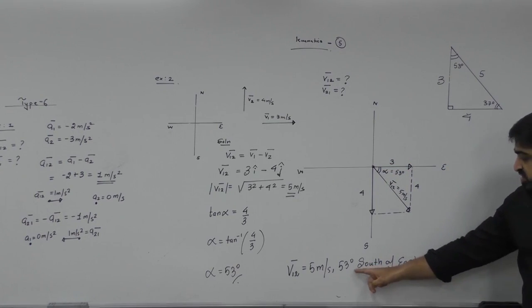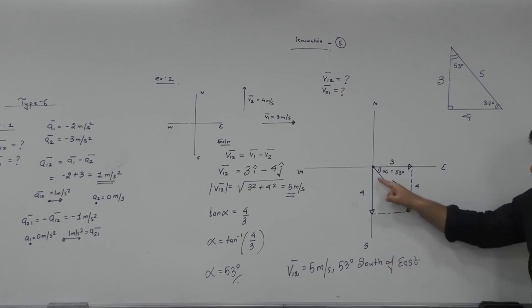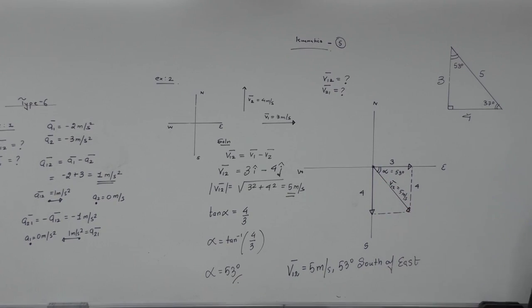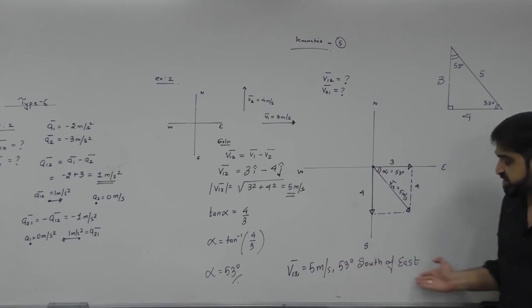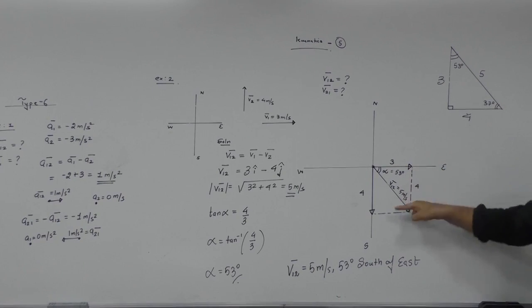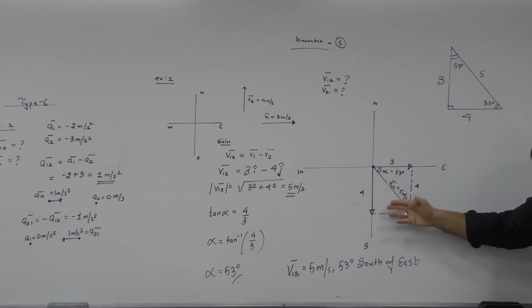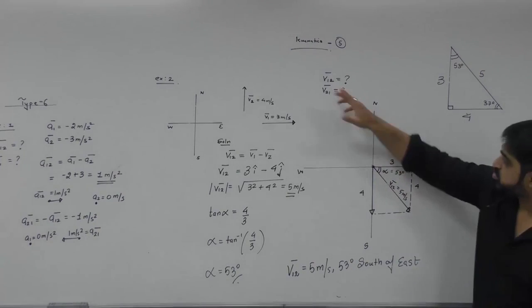So this is also termed as 53 degrees south of east, or it can also be written as 37 degrees east of south. This is very much necessary because out of the 4 options, this is given, and if you don't know how to analyze, you will not be able to get it. You will get the answers also, but you will not be able to get this. 53 degrees south of east or 37 degrees east of south. This is the first answer.